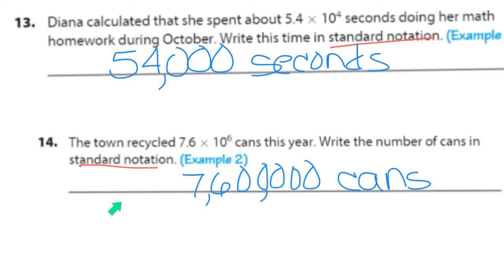Okay, the town recycled some cans. They recycled 7,600,000. So this is where your decimal point used to be, and I moved over 1, 2, 3, 4, 5, 6 spaces, filled these all in with zeros, and that would be the number of cans that they recycled this year.